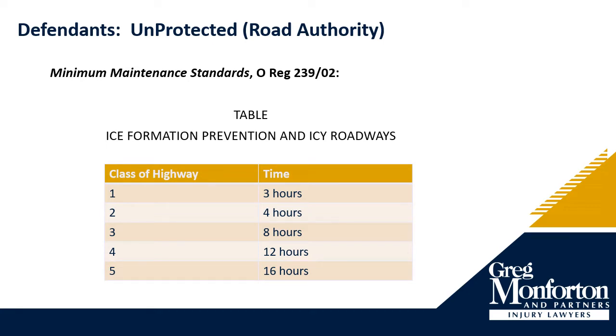This is the table that sets out the minimum standards with respect to ice formation. So if it is a Class 1 highway, for example, the municipality is required to respond within 3 hours. And that 3-hour time period starts when the municipality determines, or should have determined, that the road has a substantial probability of becoming icy, or within 3 hours of becoming aware that the road is in fact icy. So again, the busier the road is, the faster the municipality is required to respond to it.